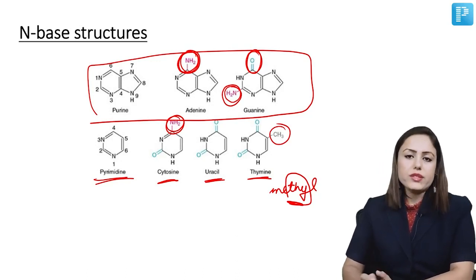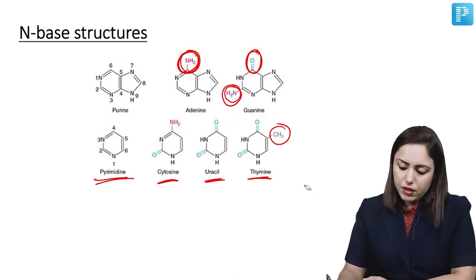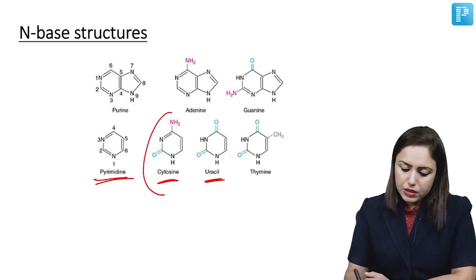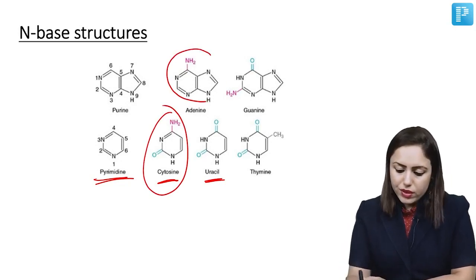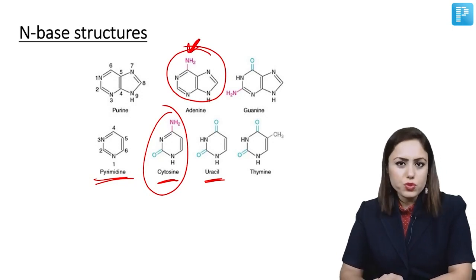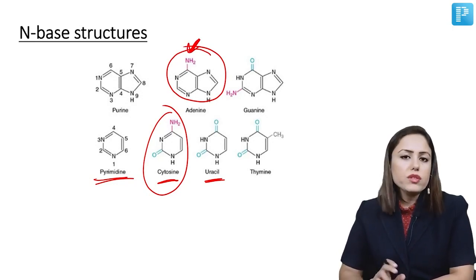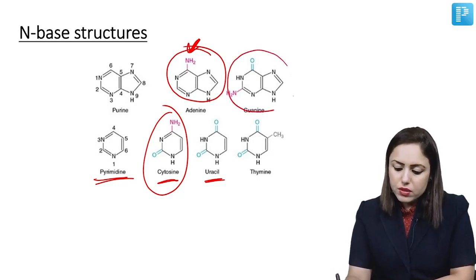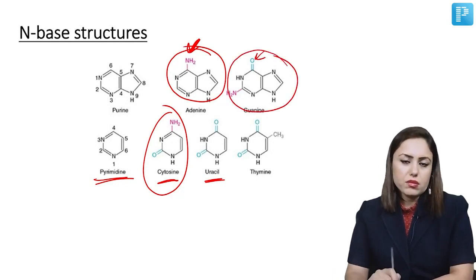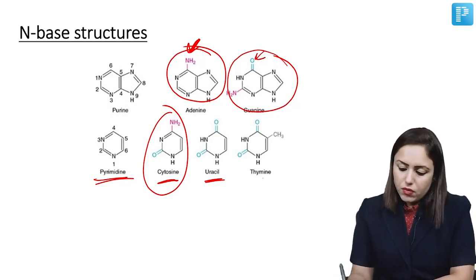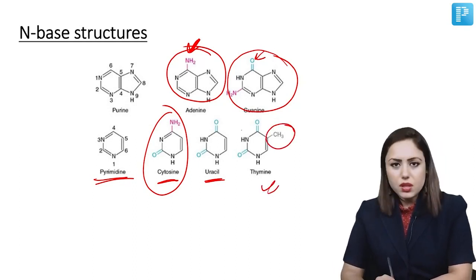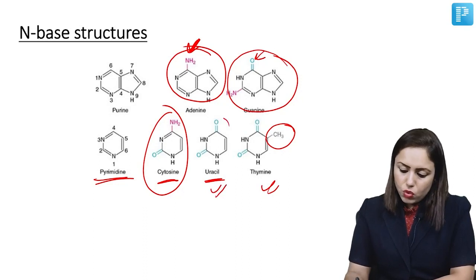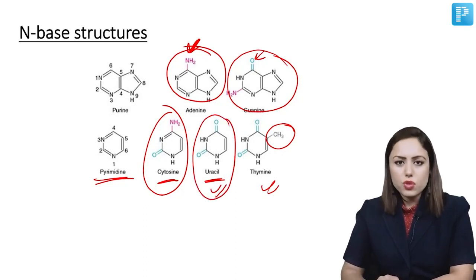Okay, so let's revise. If 1 ring and amino present, that is cytosine. 2 rings, amino present at the top position, this position, always look for this position for amino. 2 rings, amino present, that is adenine. Now 2 rings, O present here, that is guanine. 1 ring, methyl present, thymine. 1 ring, no amino, no methyl, that is uracil.